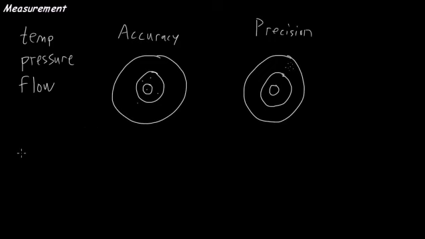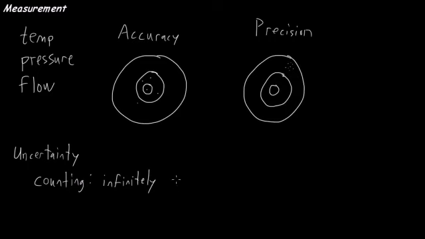Another concept we need to be familiar with is uncertainty. Some things we can consider to be certain, like if we're counting something. We're going to assume in this program that we can all count correctly. So counting is infinitely certain. We have what's called an infinite number of significant digits, or significant figures, in counting. We know exactly that number.